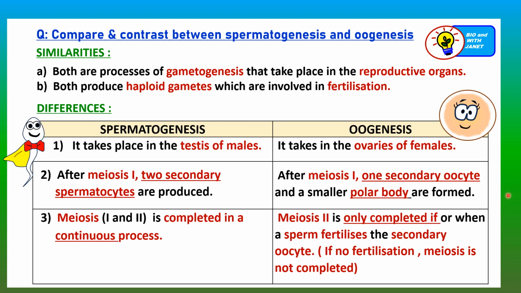Now, how is meiosis completed? In spermatogenesis, meiosis 1 and 2 is completed in a continuous process without stopping. Now, for oogenesis, meiosis 2 is only completed if and when a sperm fertilizes the secondary oocyte, when a sperm penetrates the secondary oocyte. So if there's no fertilization or the sperm does not penetrate the secondary oocyte, meiosis is not completed at all. The secondary oocyte will remain a secondary oocyte. It will not undergo or complete meiosis 2 to become an ovum at all, if there's no fertilization.